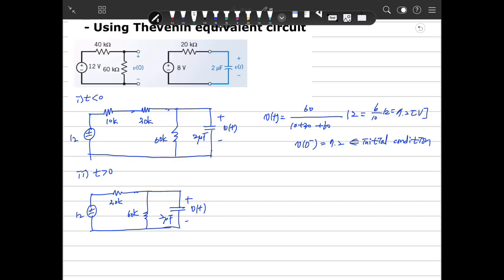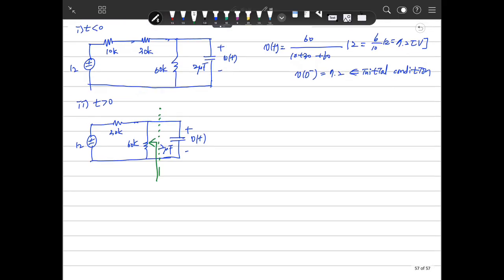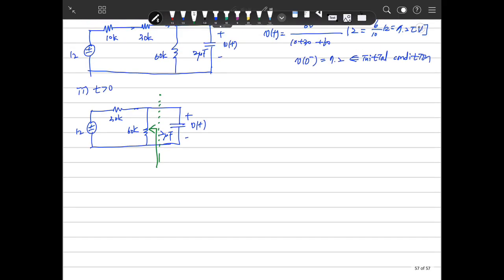I will divide this and look from the capacitor side. Then the circuit looks like this, with 60 kilo ohm, 30 kilo ohm, and 12 volts. Referring to this, V_oc will be 60 over 30 plus 60 times 12. So how much is it?